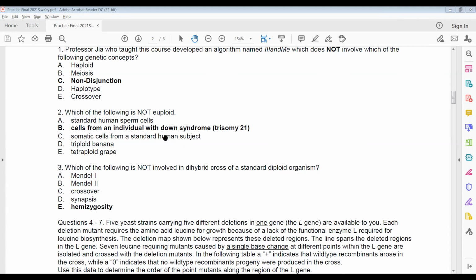B is not euploid, because B is a trisomy 21. So this is 2N plus 1. It's not 2N or 3N, so this is not a euploid. That's why we're going to select B. All right.